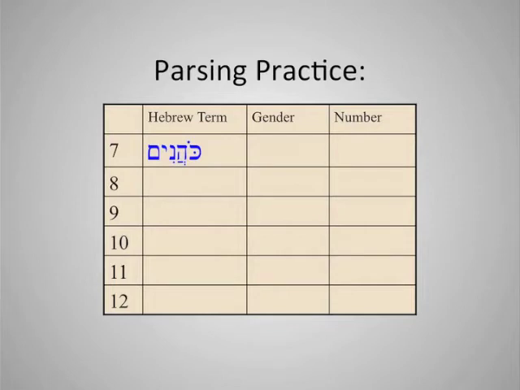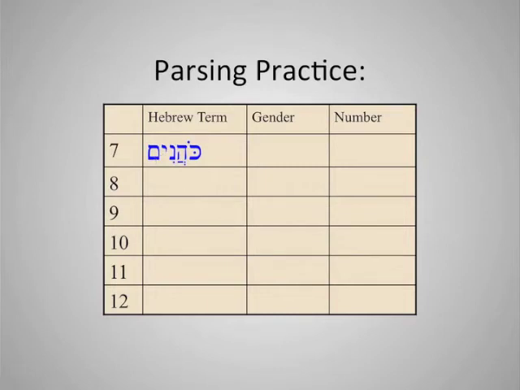Let's try a couple more. On number 7, we have the word kohanim. Look for the ending on this and see what you can see. There is a pattern here. It's one of our lengthier endings. It's a hirik yod mem.